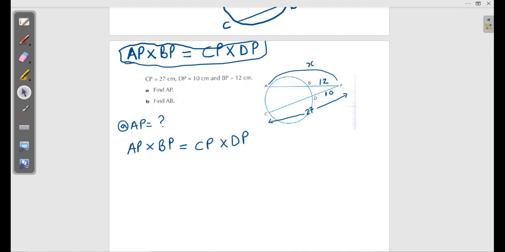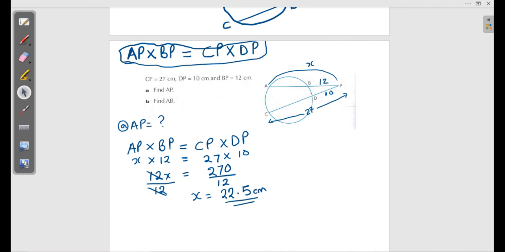So we have x times 12 is equal to CP, which is 27, times DP, which is 10. That gives us 12x equals 270. Dividing by 12 on both sides, the 12 cancels out, and x is equal to 22.5 centimeters.